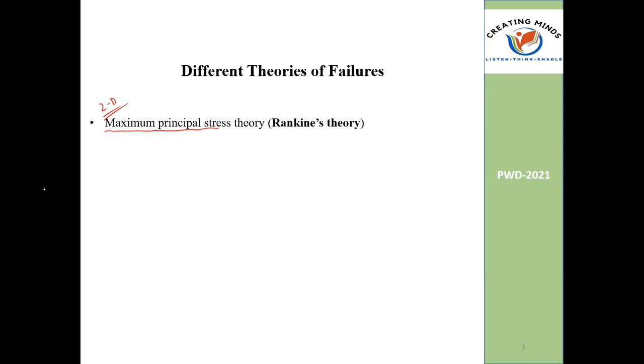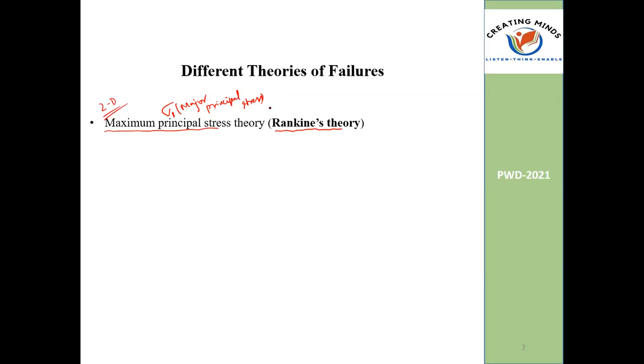Don't create new confusion, keep clarity. Sigma 1 is the major principal stress. Sigma 2 is the minor principal stress. Which one is the maximum principal stress, major or minor? Sigma 1 or sigma 2? Sigma 1. So this theory is talking about sigma 1, the major principal stress. This theory is given by Rankine, hence it is also called Rankine's theory.